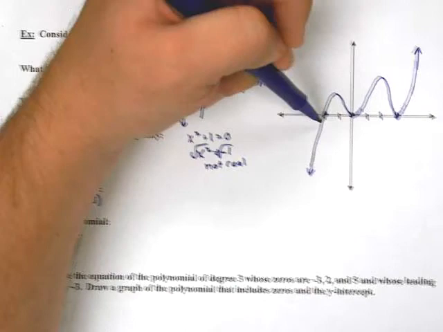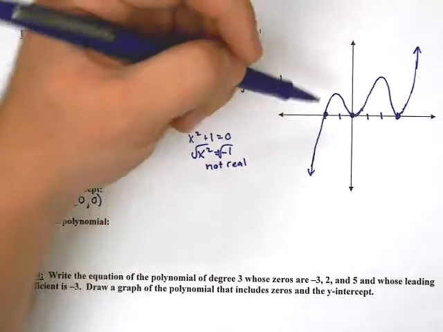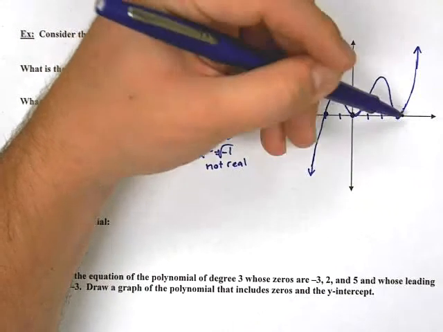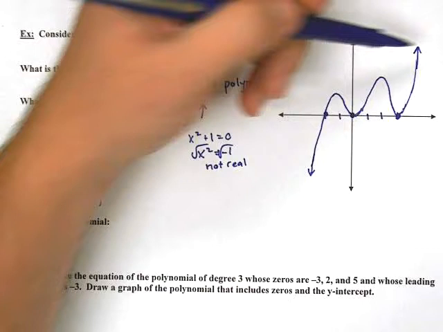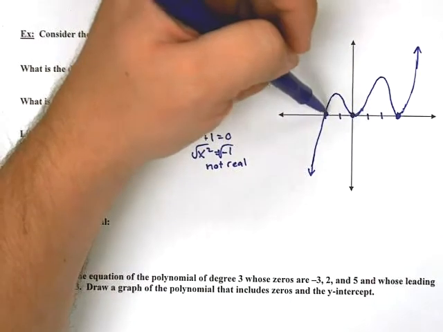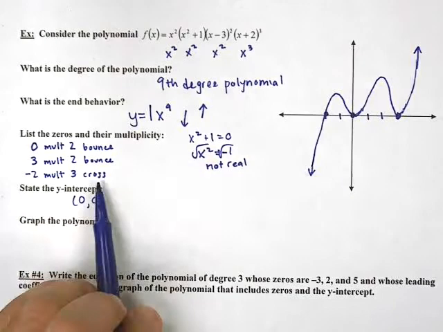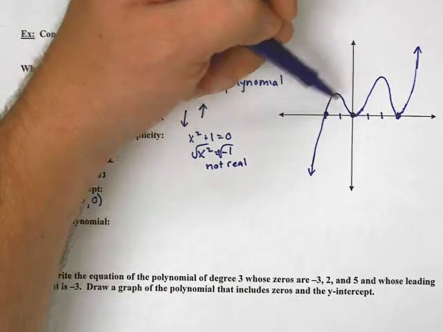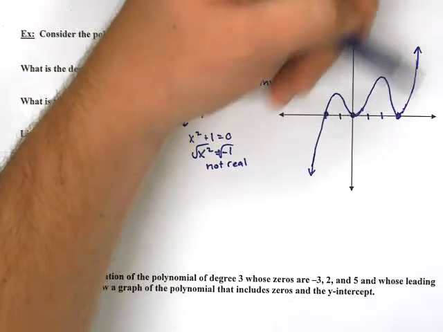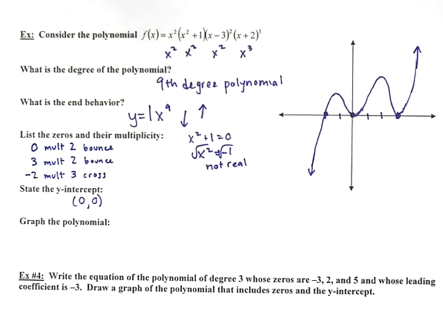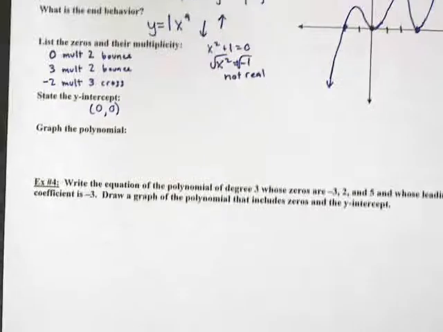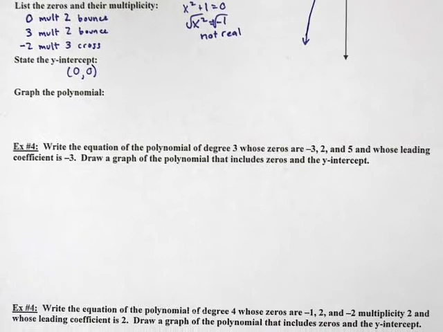For sketches, honestly, guys, I don't know how high this goes. So that's not what I'm looking for. I'm looking for the correct intercepts. I'm looking for the correct end behavior, and I'm looking for the correct action at the intercepts, right? So because negative 2 was supposed to cross, I need you to cross here. Because this was a bounce, I need you to bounce. Bounce, okay?